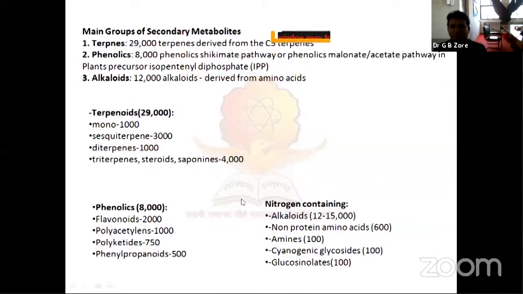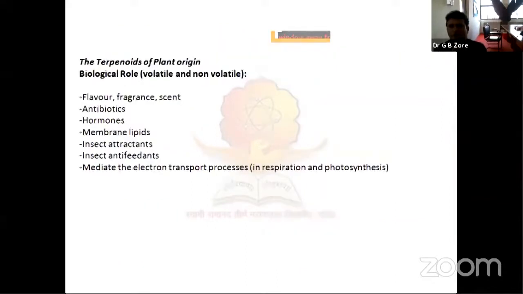Phenolics are further grouped into flavonoids, polyacetylenes, polyketides, phenylpropenoids, etc. And alkaloids are again classified into different groups based on their structure and the composition of that particular molecule. So that's how plants can provide a very large group of structurally diverse molecules, which can be exploited, and which are being exploited from the ages by human beings for different purposes. So we know what exactly we are using it for.